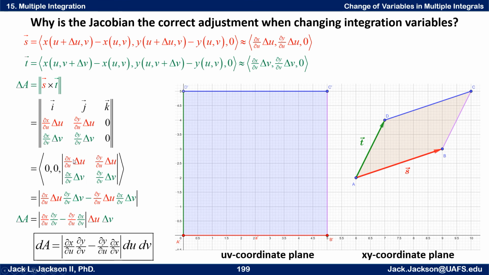Okay, so now we work this out. Expanding by k, it's just the determinant of this part right here. It's just the product here minus the product here. And if you notice, they both have a delta u, delta v, which you can bring out front. Now we start taking limits of all this stuff. Delta A becomes dA, delta u and delta v become du and dv, and this becomes actually accurate here for the differential. Now that makes sense for this being a parallelogram.